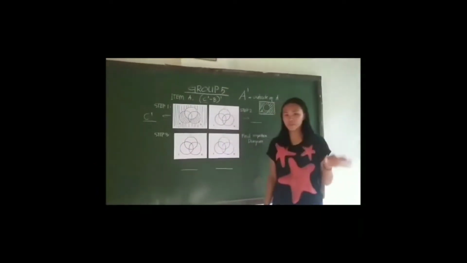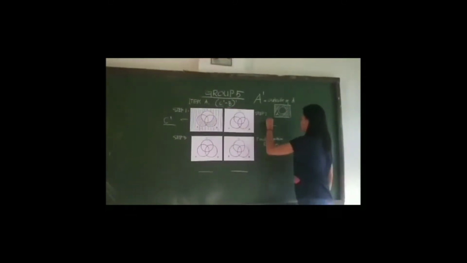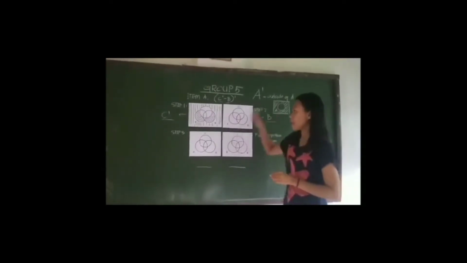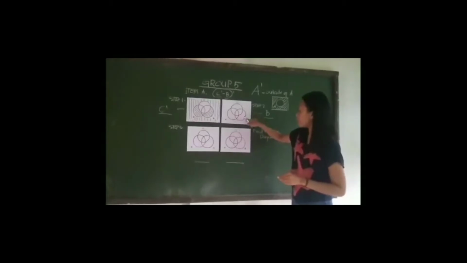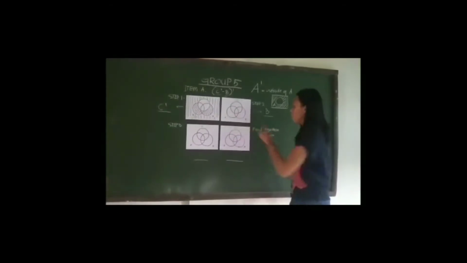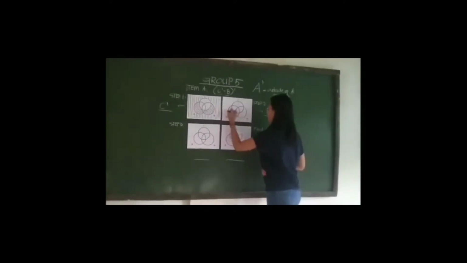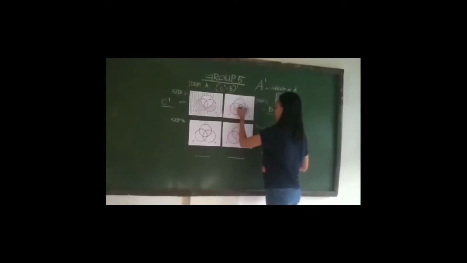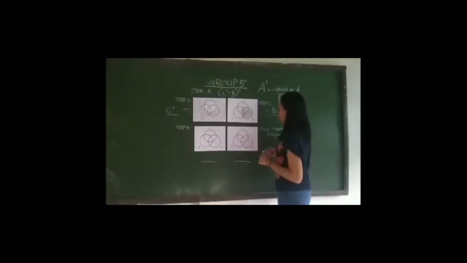So now let's proceed to step 2, which is the B variable. So B is not complemented as C is. So we'll shade this B diagram and leave out the rest of the diagram. We'll shade the entire B and leave out the rest of the diagram.